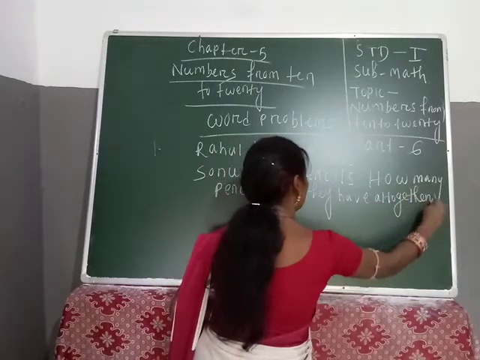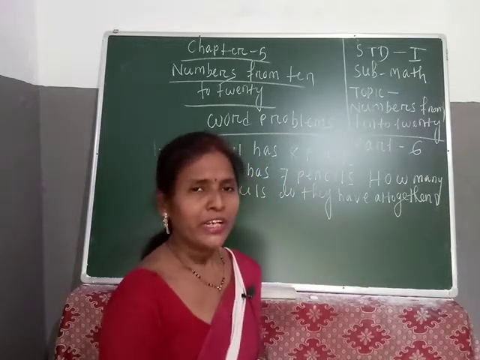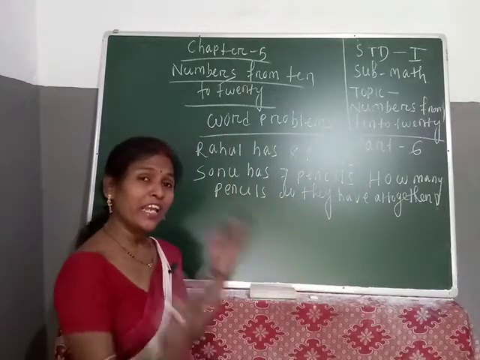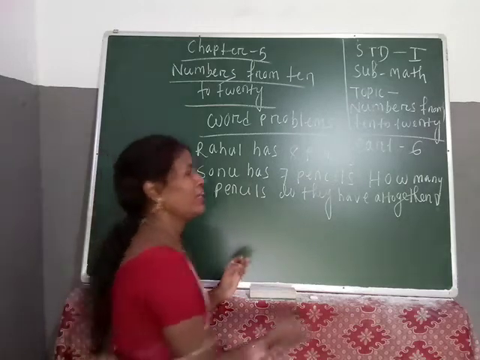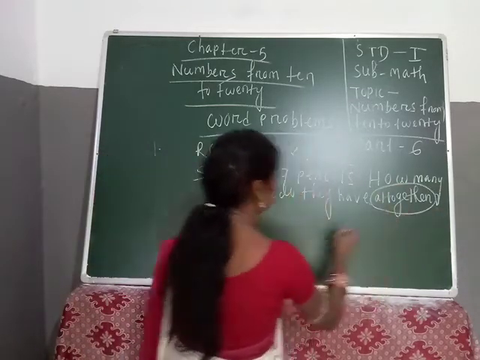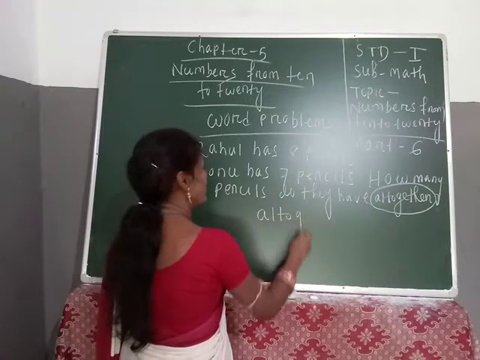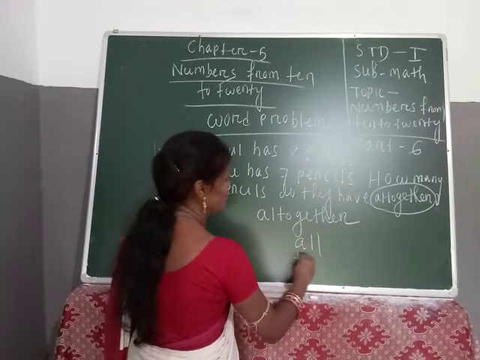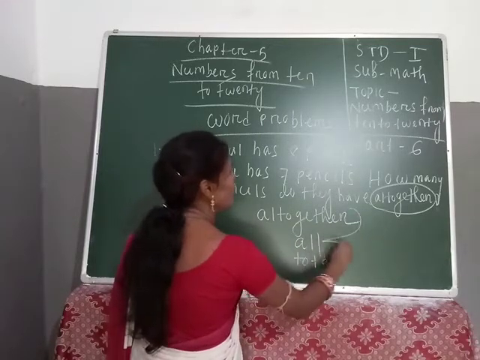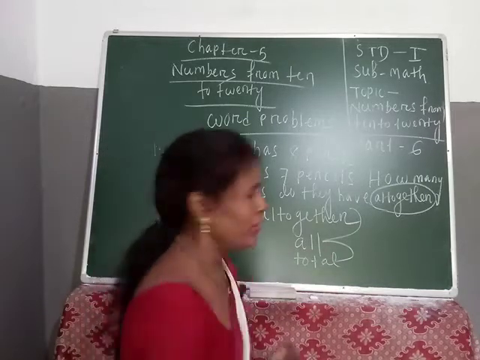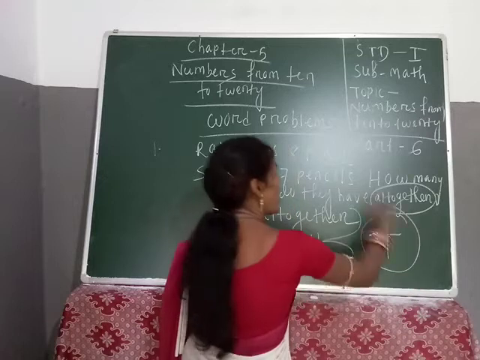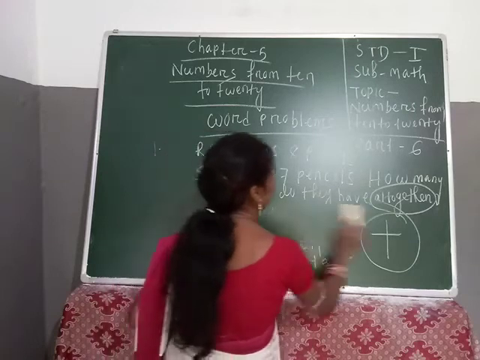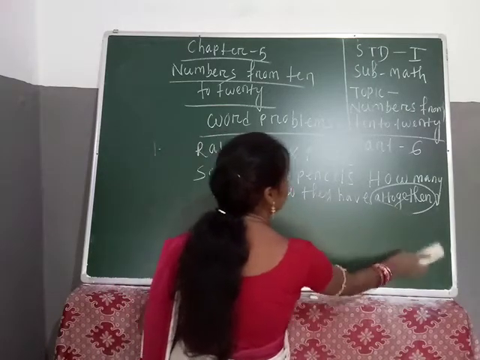So students, always remember, in the case of a word problem, we have to see what the trick is inside the problem. Here it is given, all together. That means when this word comes, listen students, next is your all, next is your total. If you see words like this in a word problem, then you will do addition. So all together, and all, and total.